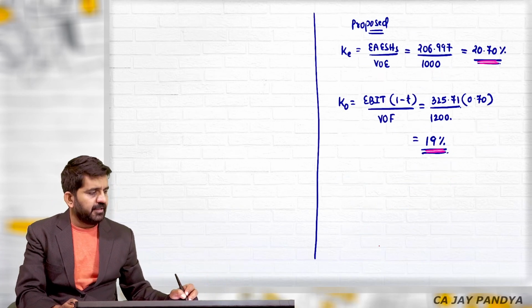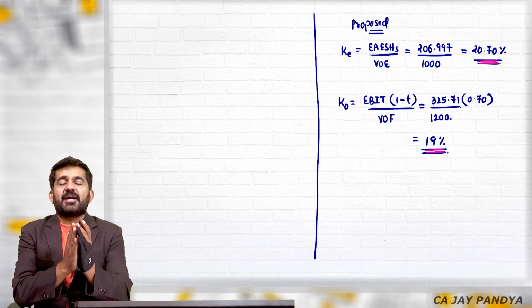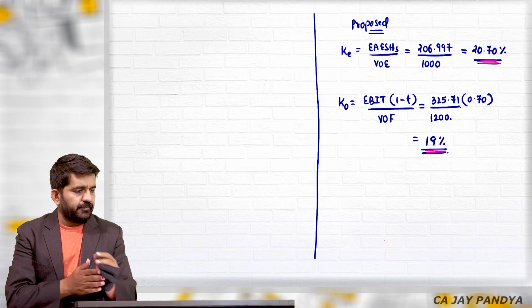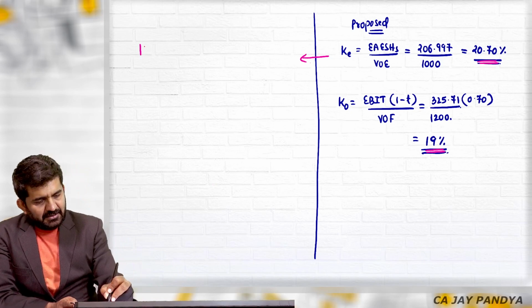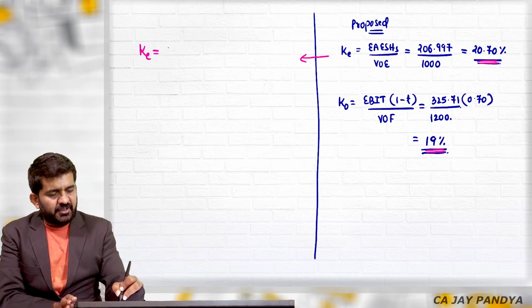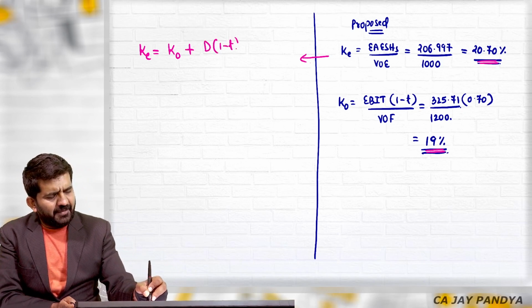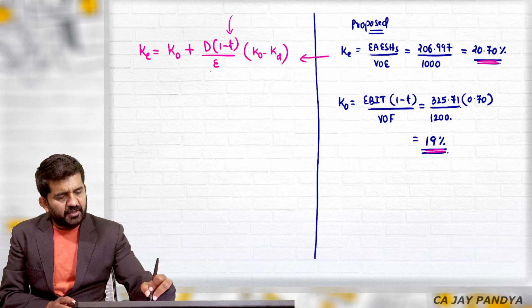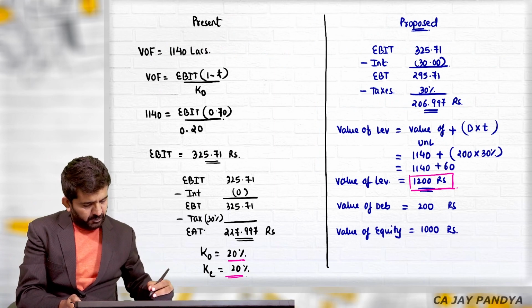That is all right. Now, for the purpose of logical understanding, sometimes they might draft the question in such a manner that you can use only that method to find it out. Can we find out KE by another method? The answer is yes. KE, whenever tax is involved, is KO plus debt into 1 minus T upon equity, into KO minus KD. Same formula, just this 1 minus T is added if there is a tax. What is KO of the unlevered firm? 20%.